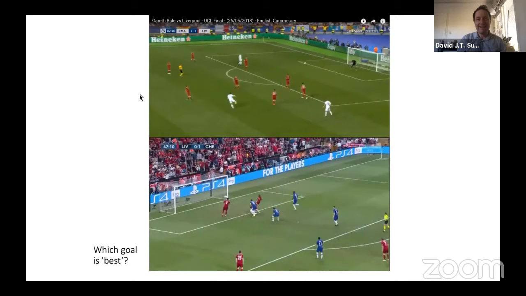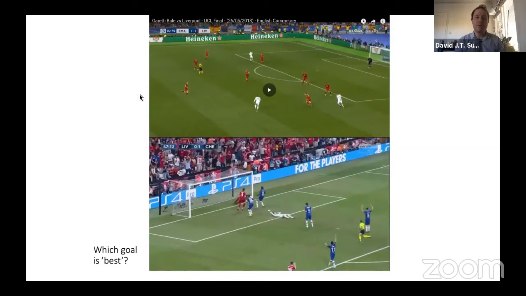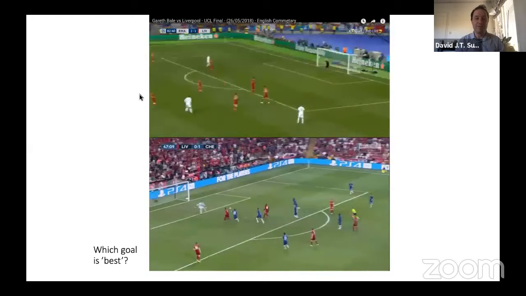You can still hear me on the video, I hope. The idea of expected goals is that it measures the quality of the shot. I took up these two goals in particular, one by Mane for Liverpool and one by Gareth Bale against Liverpool. And I often ask, which of these goals is best?